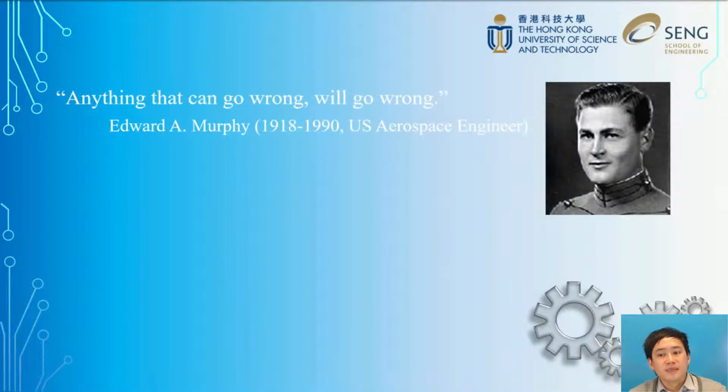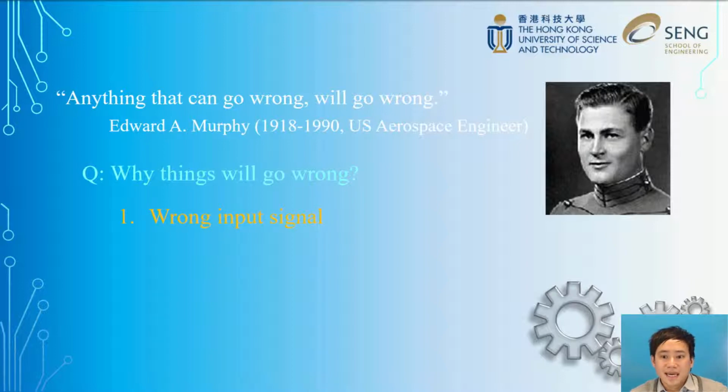A very famous engineer once said that anything that can go wrong will go wrong. As an engineer, we want to understand why things will go wrong. In the previous case, the problem might be caused by, number one, wrong input signal. It can be a wire connection problem. It can also be a programming error.